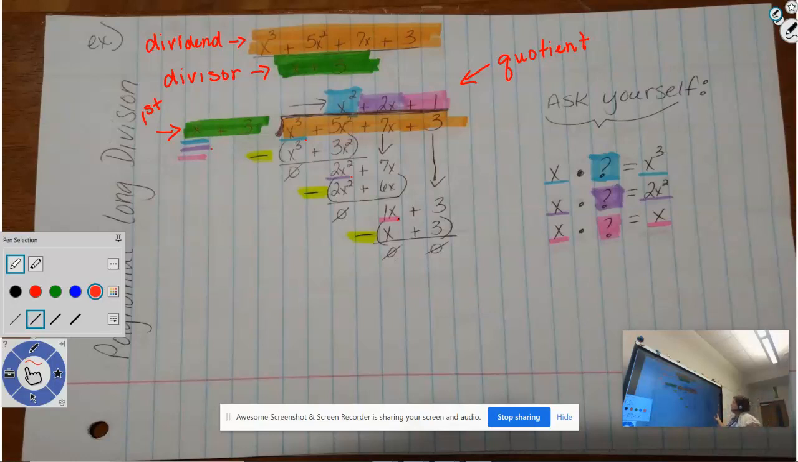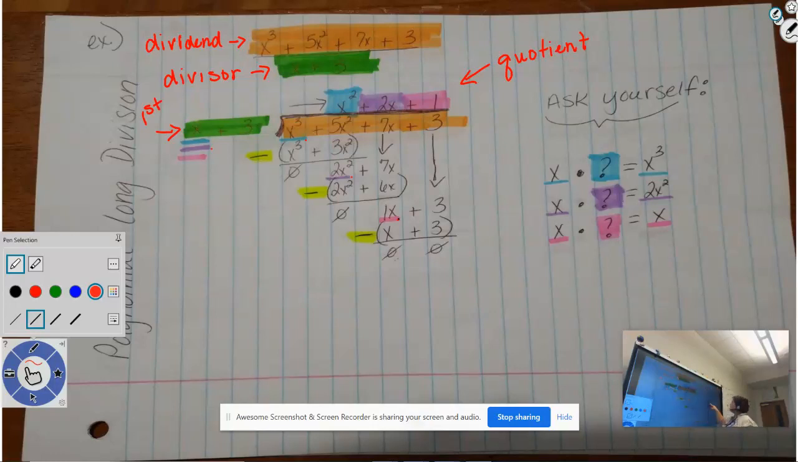Over here on the right side, I have questions that as we get really good at processing through this, we might just be able to ask ourselves in our heads. But I've written out our cognitive thinking so that we can reflect on it. And this is how it kind of goes. So from the start, you're going to take your dividend and write it under your division symbol. You take your divisor and write it out here. Then we're going to start asking ourselves these questions.